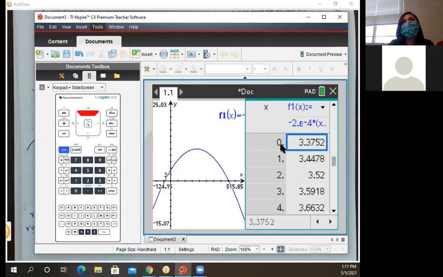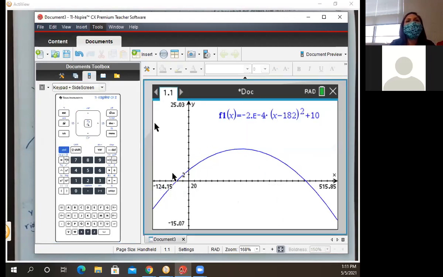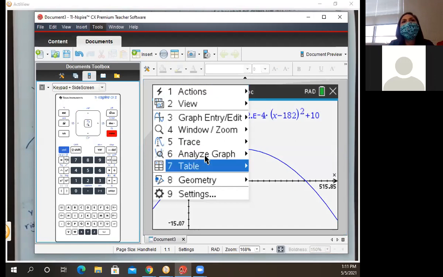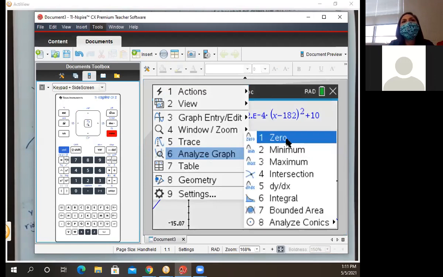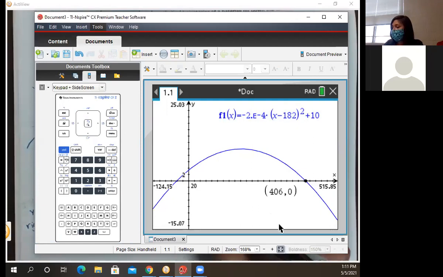arrow up to when x is 0, y is 3.38 if I round to 2 decimal places. And then I'm going to put my table away with Control T. And then I'm going to find this x-intercept. So menu, analyze graph, 0. So my landing distance is 406.